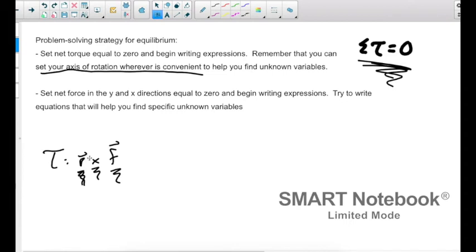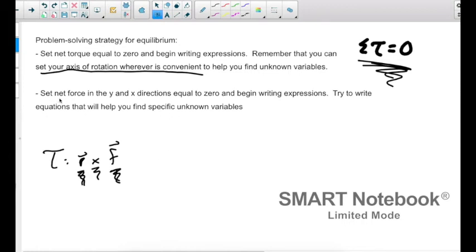So it's going to be helpful for us to sometimes set our axis of rotation. This torque expression is always written with respect to a specific axis of rotation. Sometimes it's going to be helpful for us to set the axis of rotation somewhere where a certain force doesn't cause a torque, and so it drops out of the equation, if that makes sense. We'll look at that in some examples later.